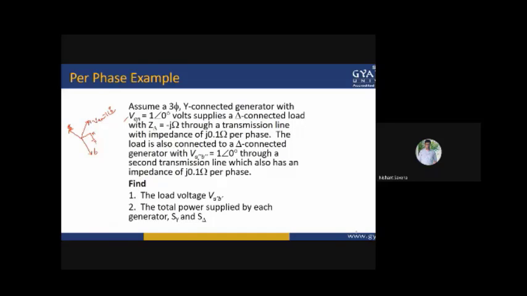Volt supplies a delta connected load, and the delta connected load is connected over here. This is connected to a delta connected load with an impedance of Z delta equal to minus J ohm. The impedance is given as the per phase impedance, not the equivalent impedance. Always remember, this is your per phase impedance.